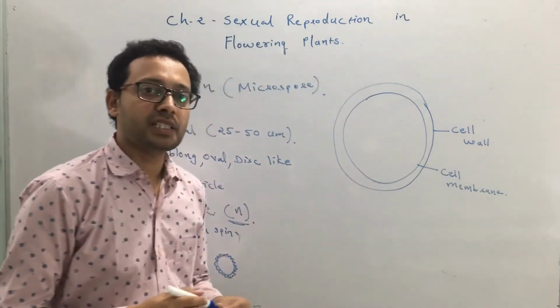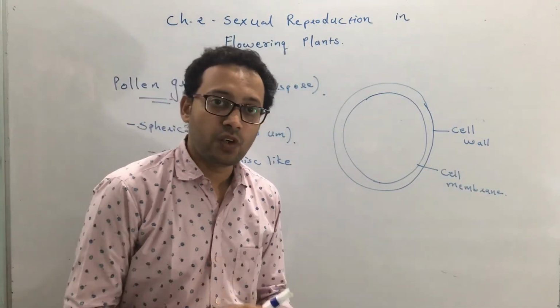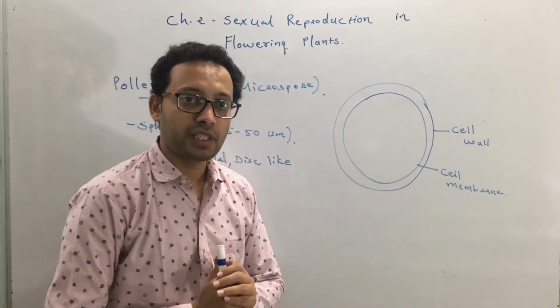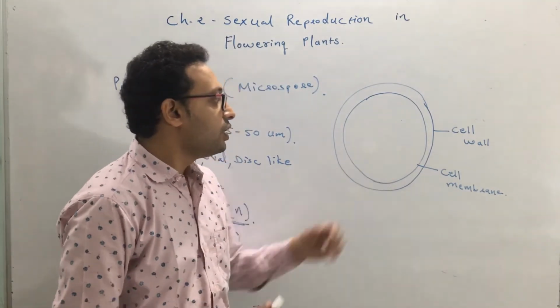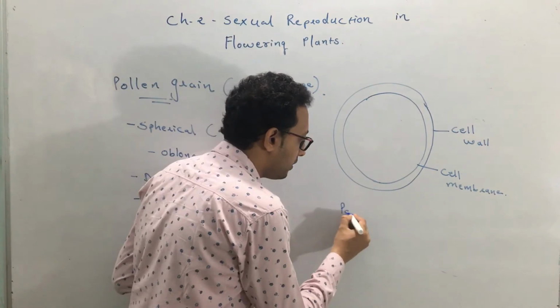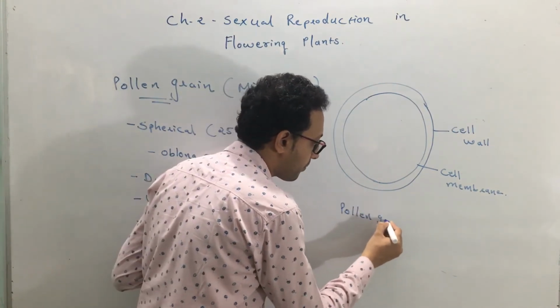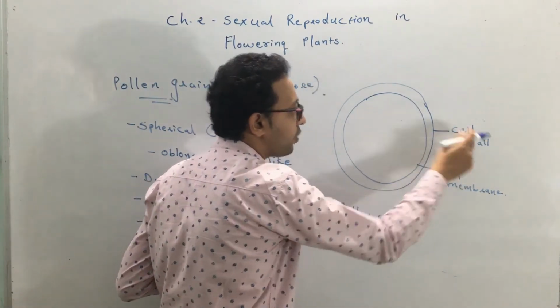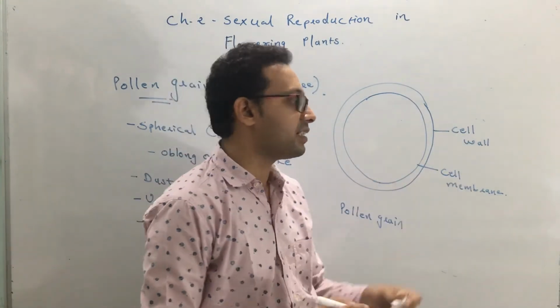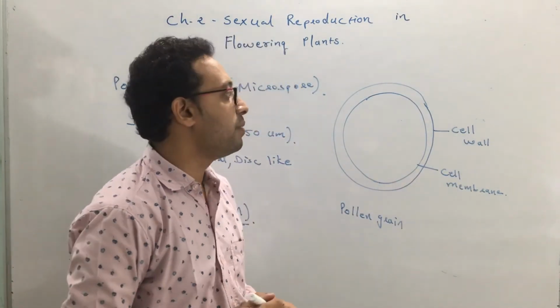How many layers of plant cell? Two, cell wall and cell membrane. Okay, so similarly it's a pollen grain. So pollen grain contains also two layers. The outer layer of pollen grain, what we call it as cell wall, and the inner layer, that's it, what we call it as cell membrane.